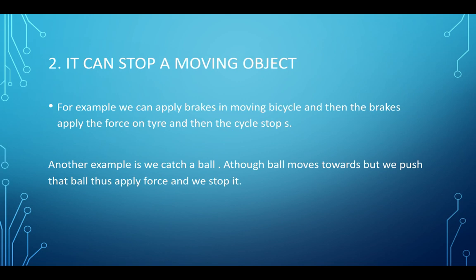Now let's check the second effect. It can stop a moving object. Whenever an object is moving, we can stop it, like by applying the brakes. Whenever we are riding a bicycle or traveling in a car, if we want to stop our car, we push the brake, and the brake applies force on the tires, and due to the force applied by the brakes, the tire stops moving. That's why force can also stop a moving object. One more example is that when we catch a ball, or a football is coming towards us, we stop the ball by pushing it.